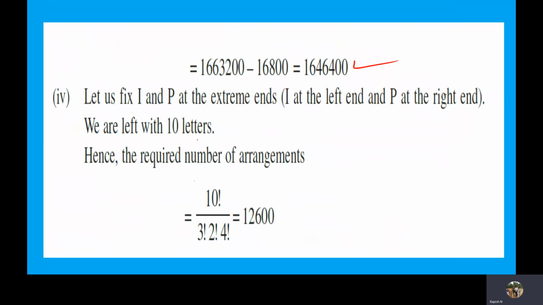Now, if you fix I at the left end and P at the right end, then how many ways are there? 10 factorial by 3 factorial into 2 factorial into 4 factorial. So I and P are placed, and the remaining letters are 12 minus 2, 10. These 10 letters can be arranged in 10 factorial by 3 factorial into 2 factorial into 4 factorial. Now, if it only says that I and P occupy the end places, then you multiply by 2, because I may be in the first place and P in the last, or I may be in the last and P in the first. So this is the way we have to find out the answer.